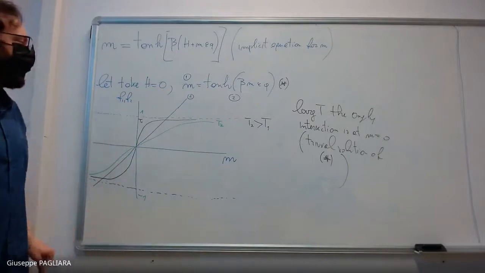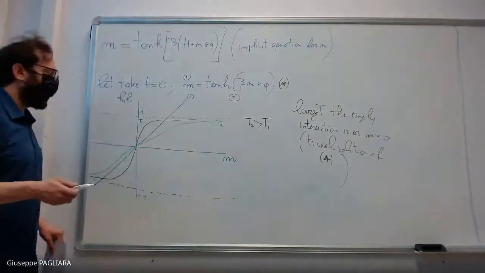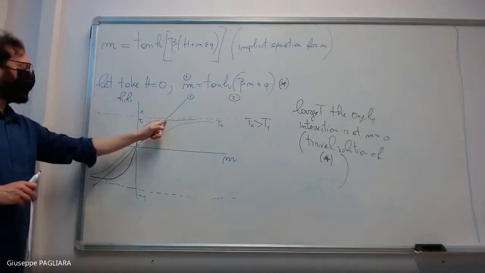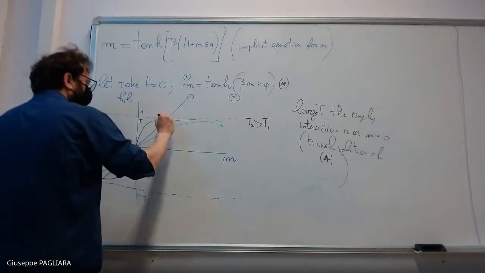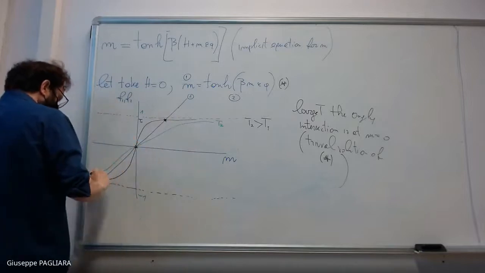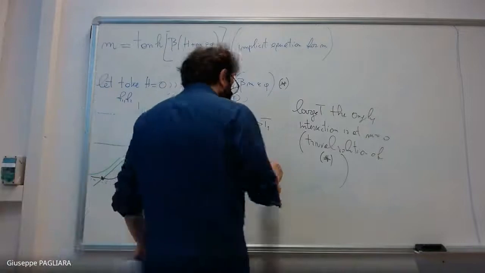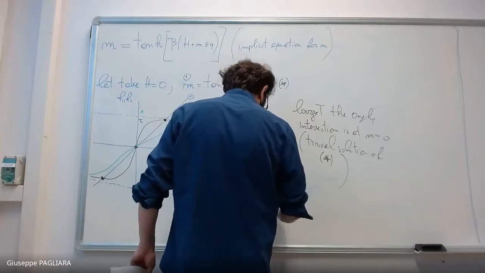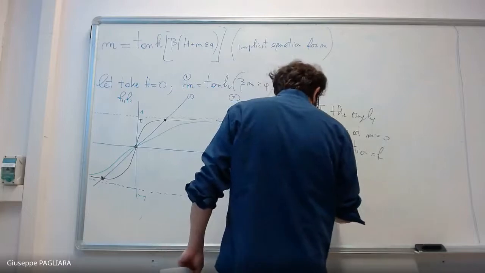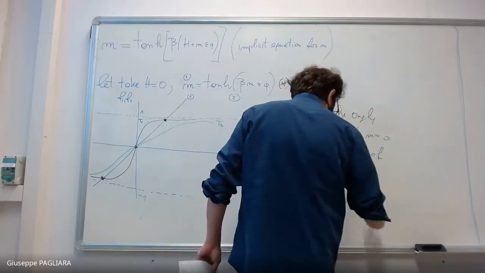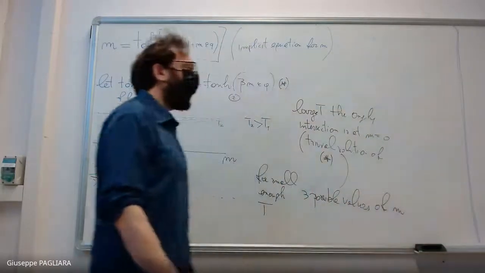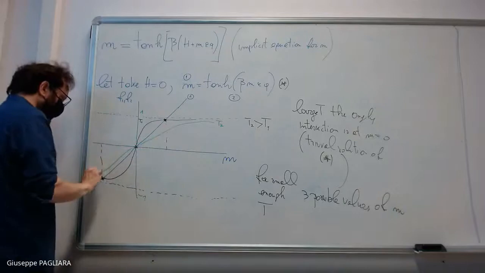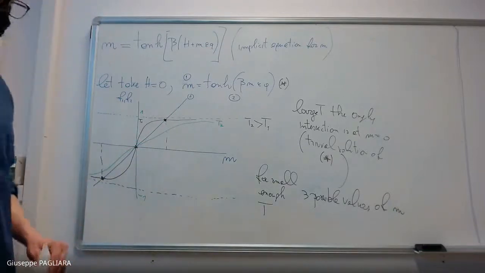Whereas if the temperature is small, qualitatively, what happens instead is I have the solution at m equals 0, but also I have two other solutions, which are here and here. So actually I get three possible values of m. So for small enough temperature, I have three possible values. Okay. I get m equals 0, which is the trivial one, and then I have two finite values here, which are actually symmetric with respect to m equal to 0.